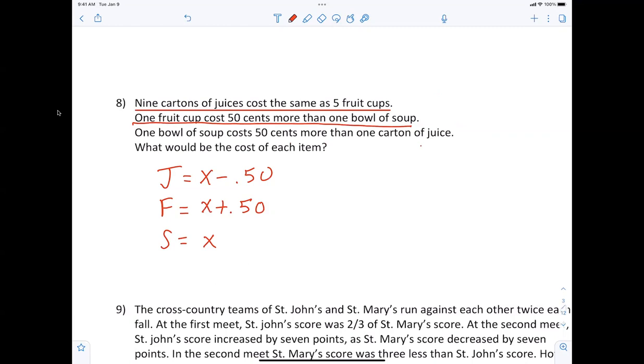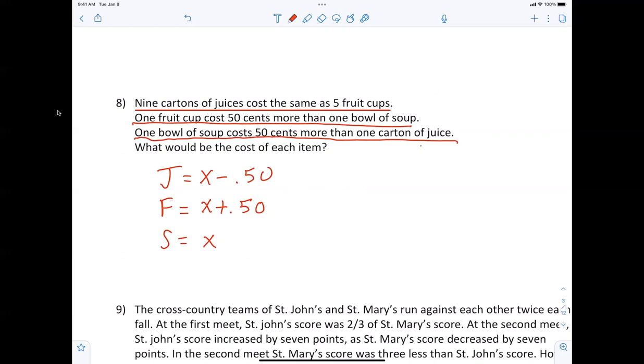I don't get how that. Well, how much does the soup cost? So how much would the juice cost then, if the soup costs 50 cents more than the juice? Why did it say that? 1 bowl of soup costs 50 cents more than 1 carton of juice. Now do you understand why it's x minus 50 cents?